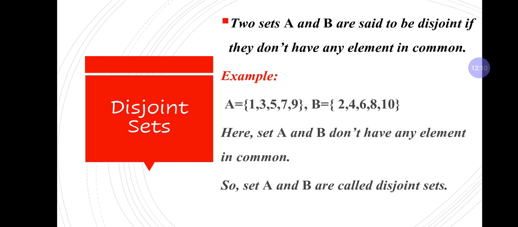Disjoint sets. Two sets A and B are said to be disjoint if they do not have any element in common. For example, here set A has odd numbers in it and set B has even numbers in it. So here we can see set A and B do not have any element in common. So we can say set A and B are called disjoint sets.